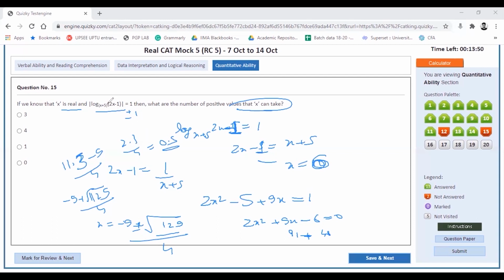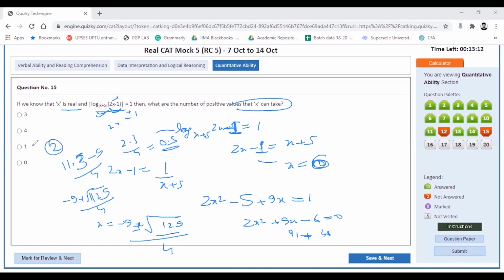Now this would be defined for any positive value of x, and this would be defined for any value of x which is greater than 0.5, right? Because we want it to be greater than 0. X is greater than half, which is being satisfied here. So the answer actually becomes one value as 6, other value as somewhere around 0.5 something. So the answer to this question becomes two values.